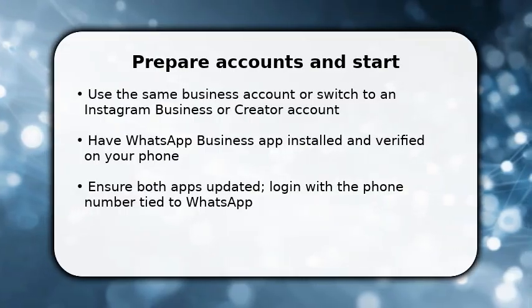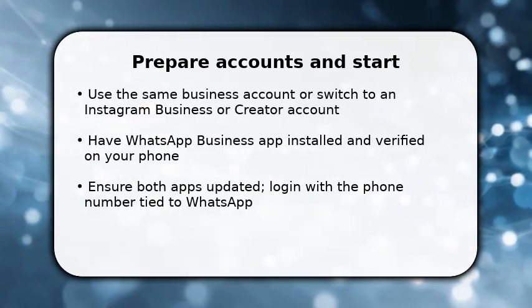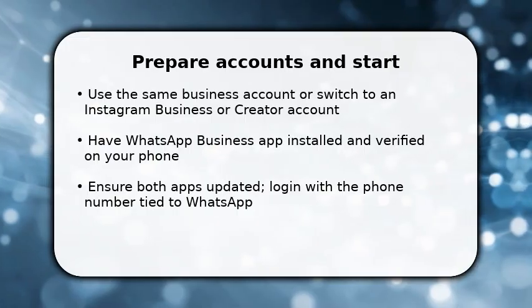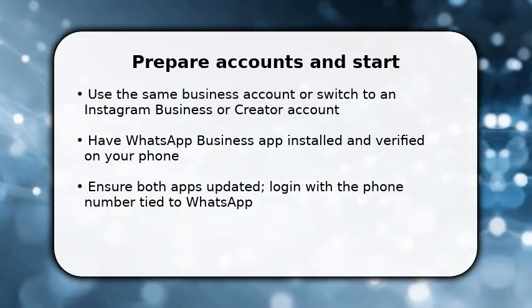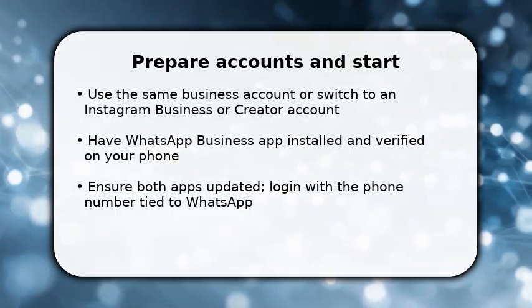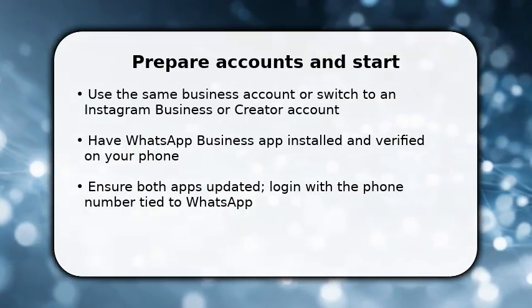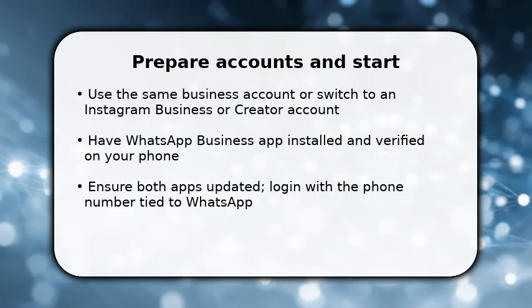You begin by confirming account types because Instagram links only to business or creator profiles and WhatsApp business numbers. Open Instagram, go to your profile, tap Settings, then Account to switch if needed. Once done, open WhatsApp Business and confirm the phone number is active and verified. This prevents later mismatch errors.